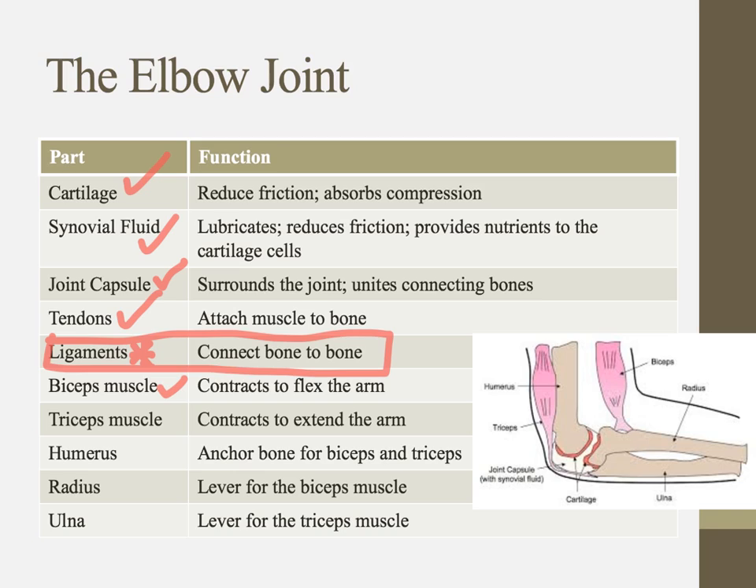Okay, we've got the biceps muscle. That's going to cause the arm to flex. The triceps muscle, when it contracts, causes the arm to extend or straighten out. We've got the humerus, that's the anchor point for the biceps and triceps. The radius and the ulna, which are our levers for those two muscles of that antagonistic pair.